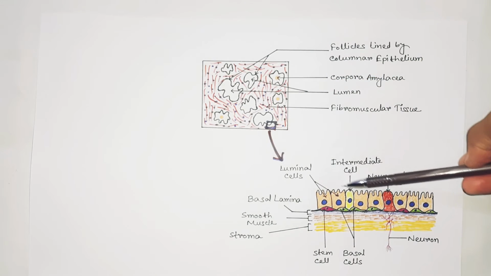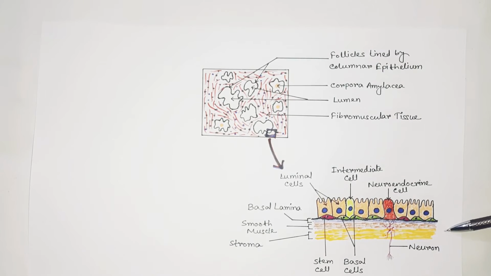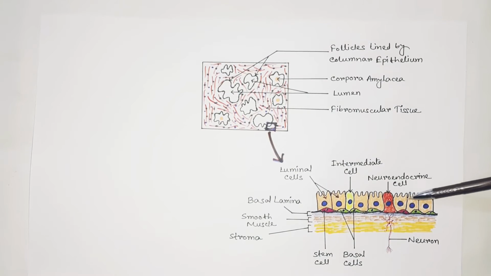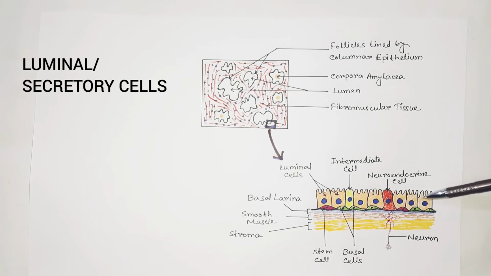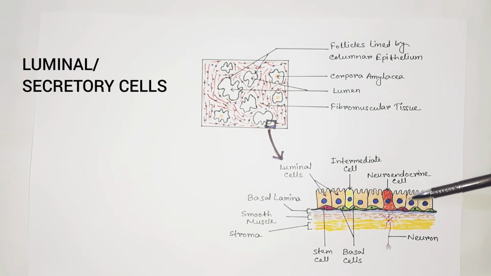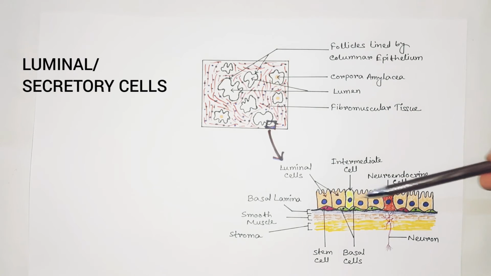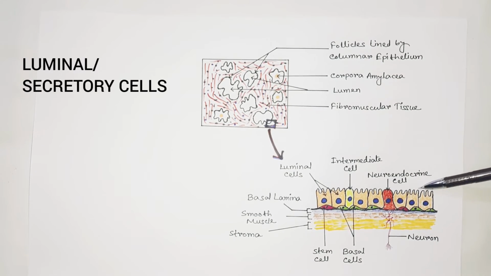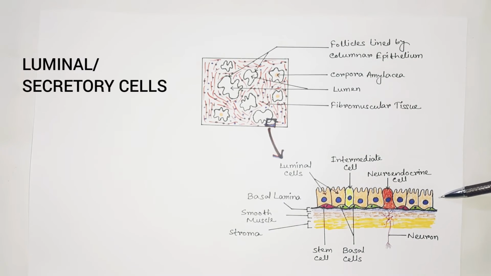Here, in this diagram, I have shown different types of cells present in the glandular epithelium. These are luminal or secretory cells. They are the predominant cell types. They are about 20 micrometer in height and have a round nucleus located at the base. The basal cytoplasm contains free ribosomes, rough endoplasmic reticulum, mitochondria, etc.